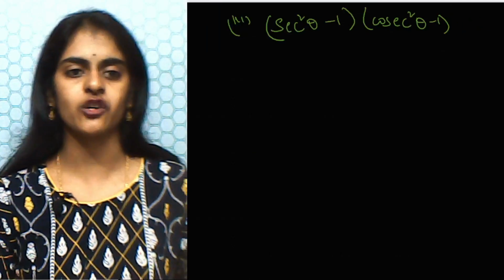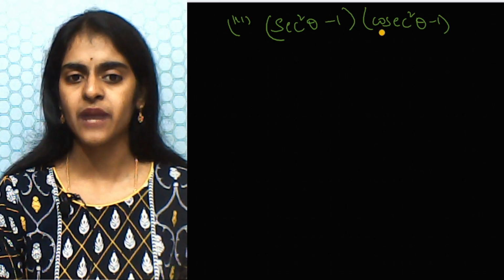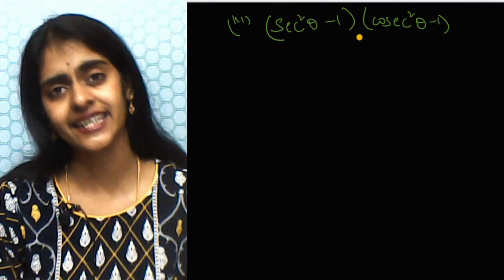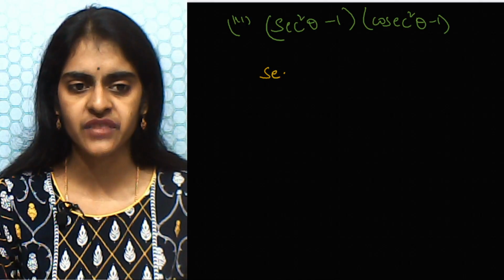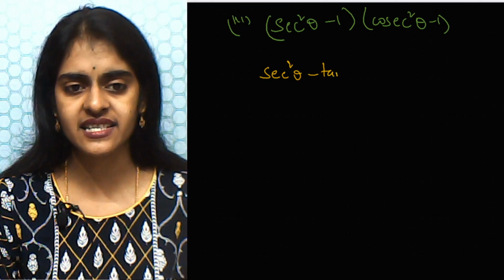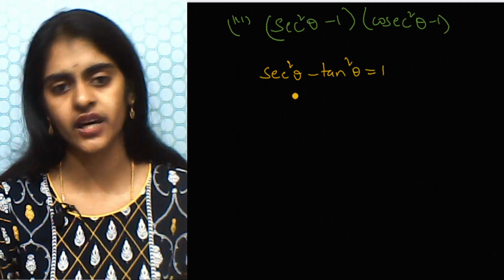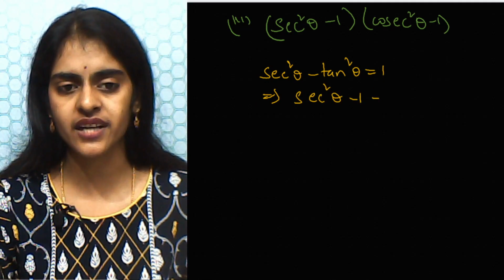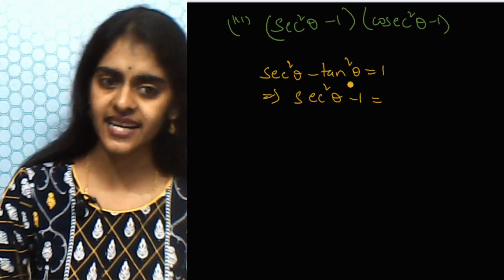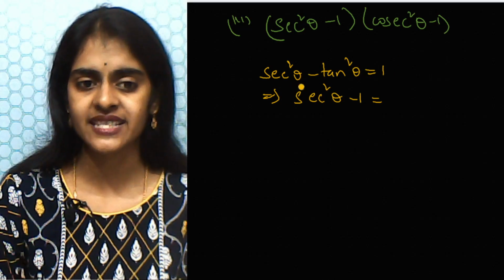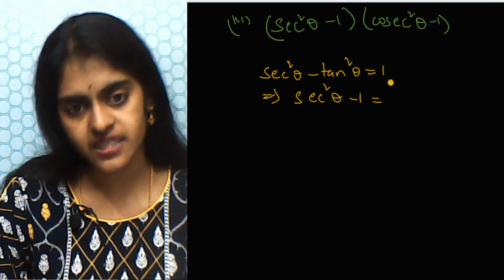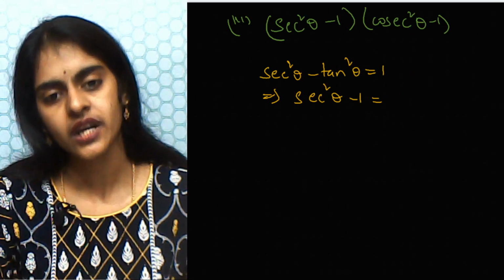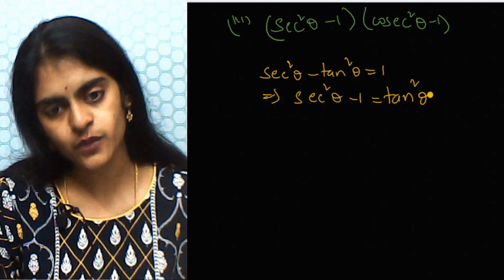Okay, let us move on to the next one. Secant square theta minus 1 multiplied by cosecant square theta minus 1. So this is a direct identity. We know that secant square theta minus tan square theta is 1. From this I can write secant square theta minus 1, taking this minus 1 to the other side, so this is minus 1. Secant square theta, you have plus 1. Taking this plus 1 to the other side, it becomes minus 1. Minus tan square theta, if you take to the other side, becomes tan square theta.